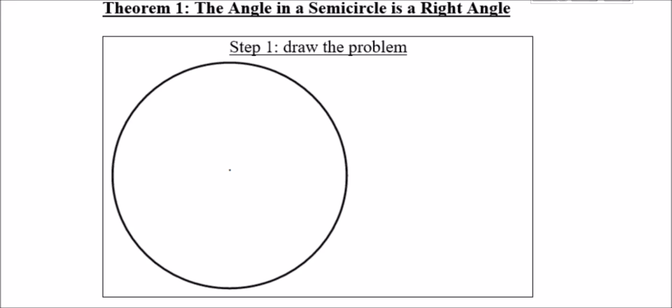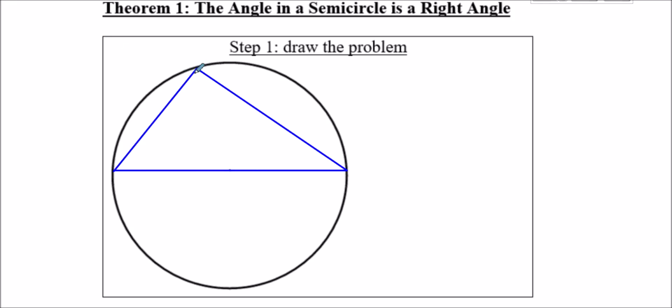I've got for you on your handout a pre-drawn circle. What you need to do here is draw in a diameter and then construct, using this diameter, any triangle with the third point which touches the circumference. So I've done it up here. You can do it down here or anywhere you want, as long as you've got 3 points, 2 of which make a diameter and the third one is any other point on the circumference.